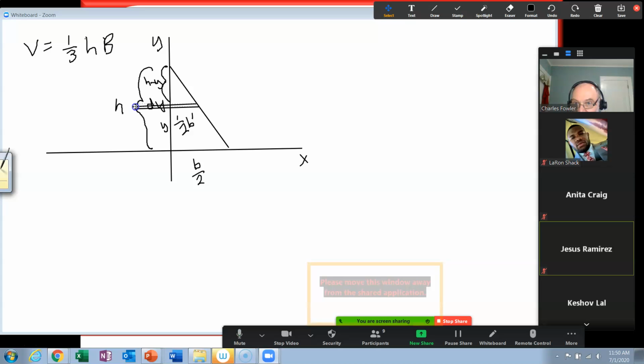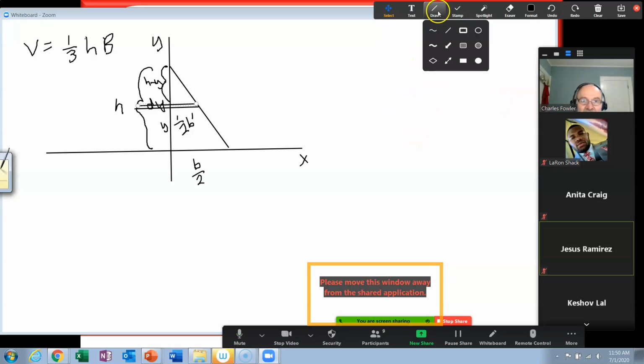Now what I'm trying to show here is that this is the whole slice that we want. That length is B prime. But we're dealing with just this portion here. What we need to get is, let me get rid of this and get back to our draw mode.